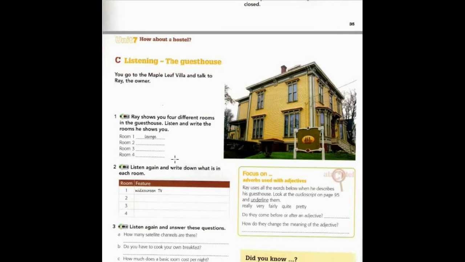Okay, let's listen again and write down what is in each room. What is in each room? Okay, Recording 52. Write down.